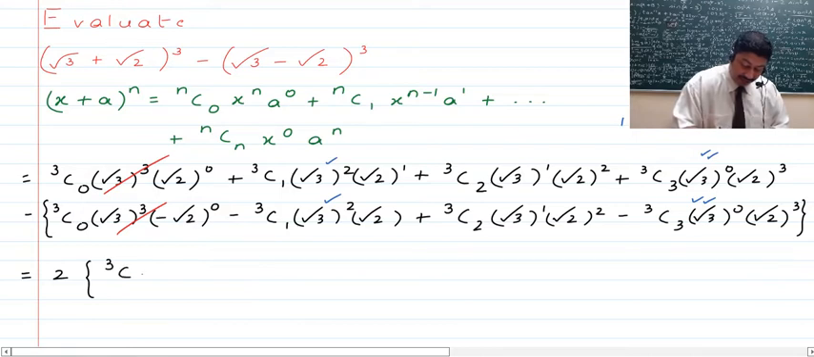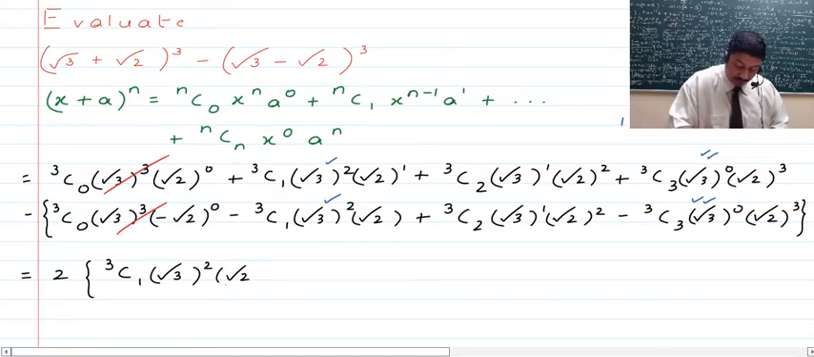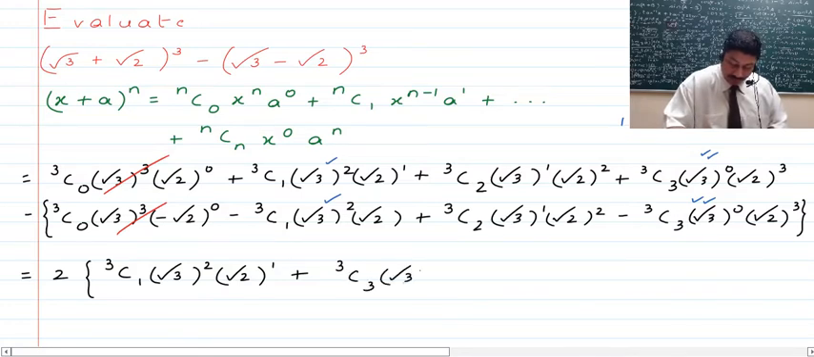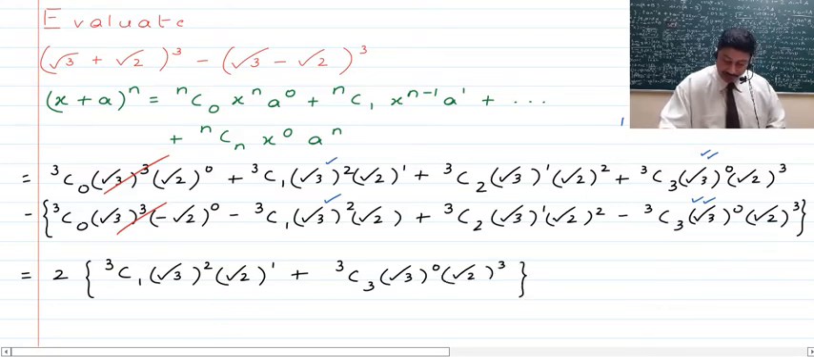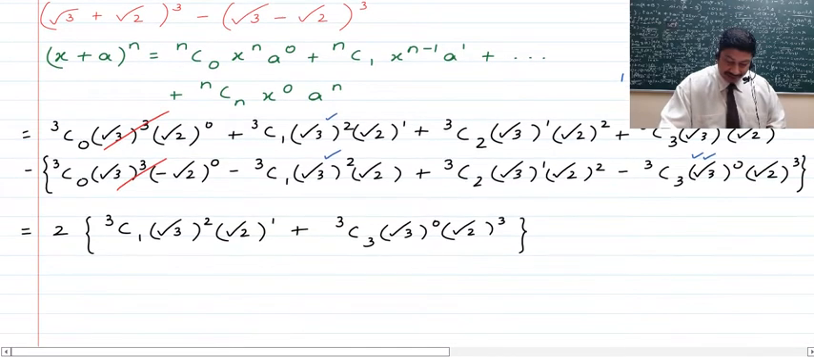and inside now we have 3c1, right? We have root 3 raised to the power 2 times of root 2 raised to the power 1. To that is to be added 3c3 root 3 raised to the power 0 and root 2 raised to the power 3, right? And now children, we will add both of these to get to our final answer, right?